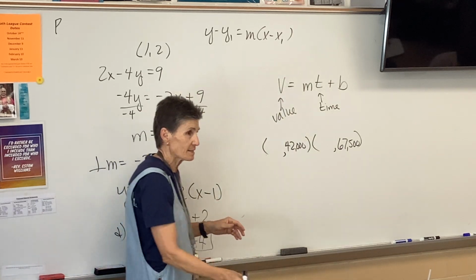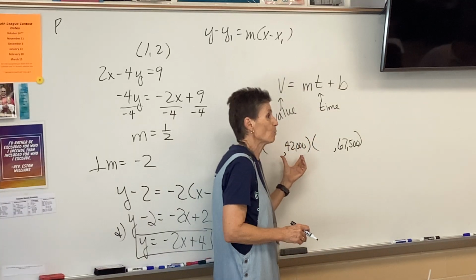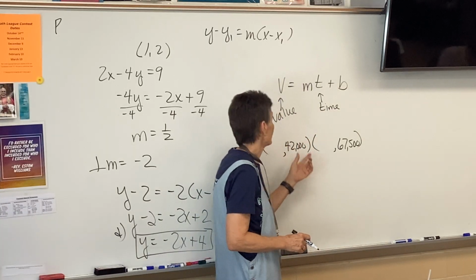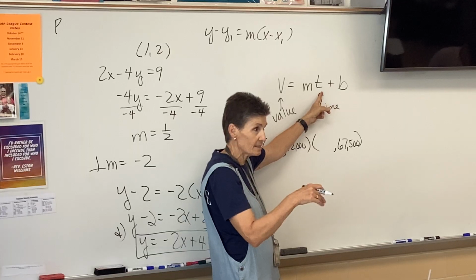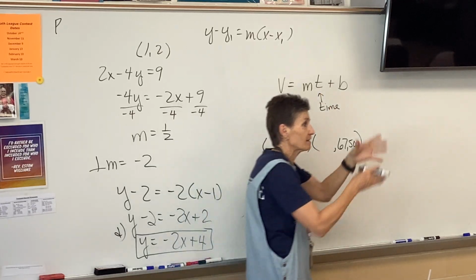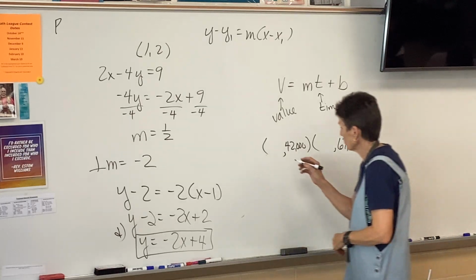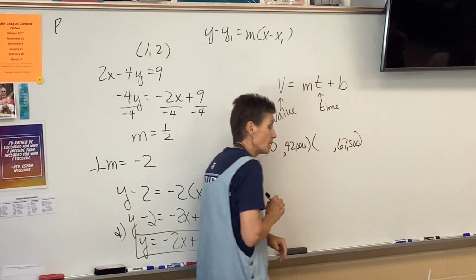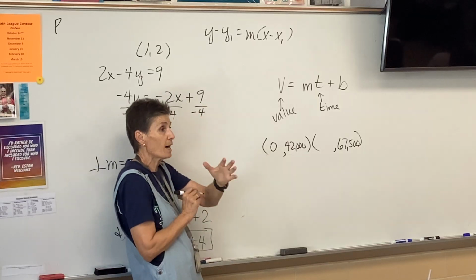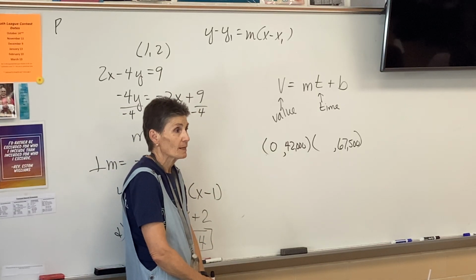Now, what are the X's? Think about that for a second. This was the original value. X, or T, is time. What was the time at the original value? 0. Time 0. That's when we started. So 0 for 42,000. Now, what was the time when we got to 67.5? 8.